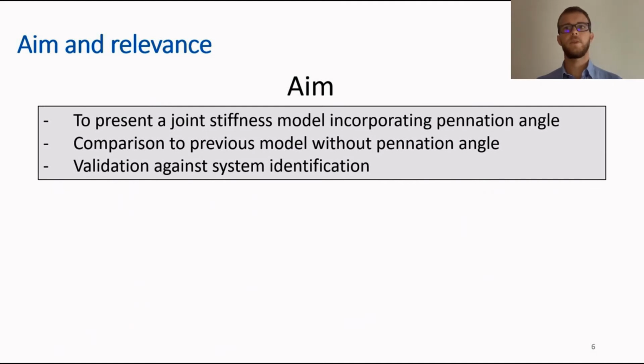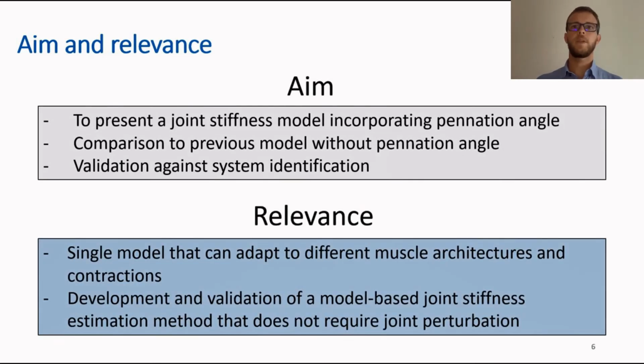The main goal of this work is to present our new joint stiffness model that takes pennation angle into account. We compare it to the older formulation that does not include this feature, and we validate it against the reference joint stiffness values obtained via system identification method. This work brings us one step closer to the development of a single muscle model that can adjust to different pennation angles and contraction conditions. Additionally, our model-based stiffness estimation method does not require external joint perturbation, so it is clinically viable.